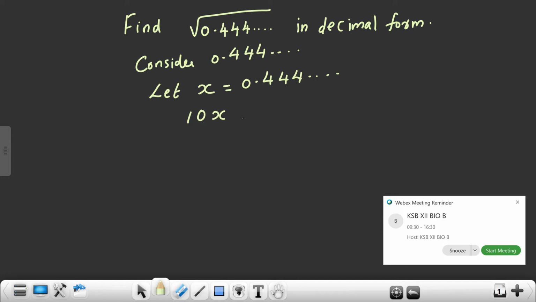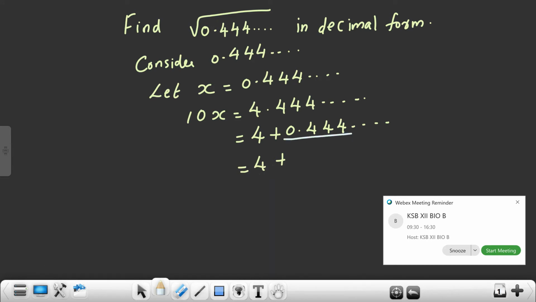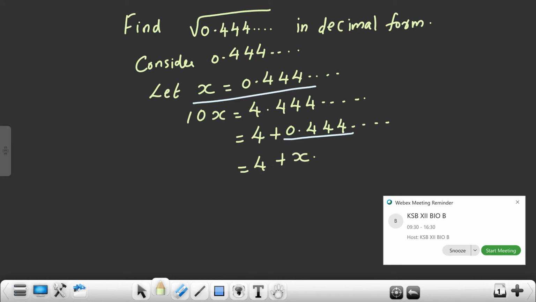That is 10h is equal to 4.4444, etc. Next step, split this: 4 plus 0.44444, etc. That is 4 plus the value of 0.44 is what? That is x, plus x. Now find the value of x. 10x minus x is equal to 4, that is 9h is equal to 4. So h is equal to what? H is equal to 4 by 9.